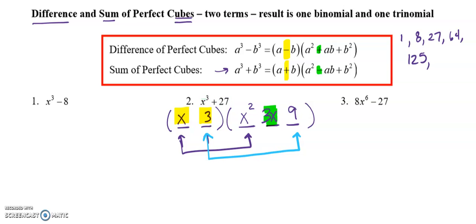So since the signs of our original were addition, I will have addition first. It always ends in addition. These two signs are opposites. So since I started with addition, I'll have subtraction there. If I had started with subtraction, then I would have addition. And again, the last one is always addition. So that's how that works.